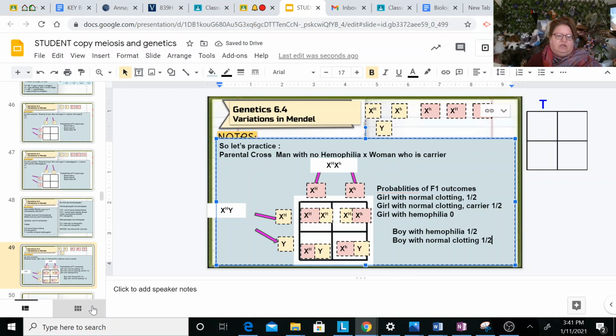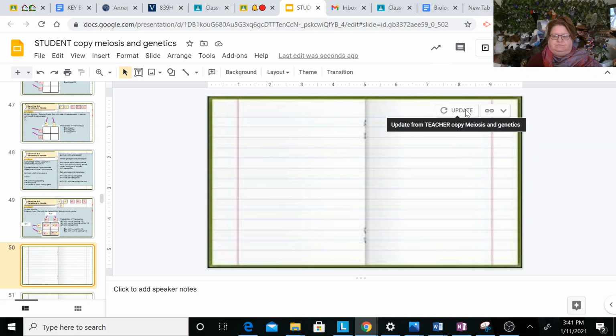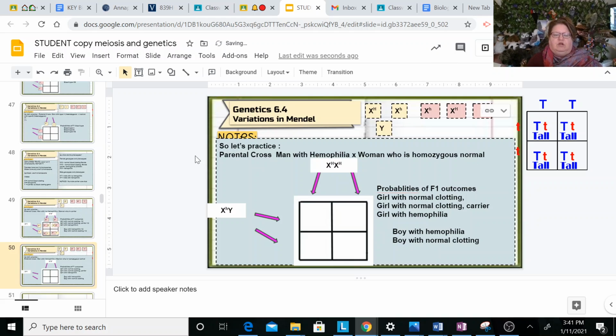So you're going to do the next problem. You're going to set it up. And again, why don't you guys take some time in class and in your Zoom and decide how you want to distribute this. So here's the cross, the man with hemophilia and a woman who is homozygous normal. Now take a moment to understand why I chose what I did. This is a female, XX, and she has both of the same, so that's homozygous, and she has capital letters, HH capital, and that means she's normal blood clotting gene.